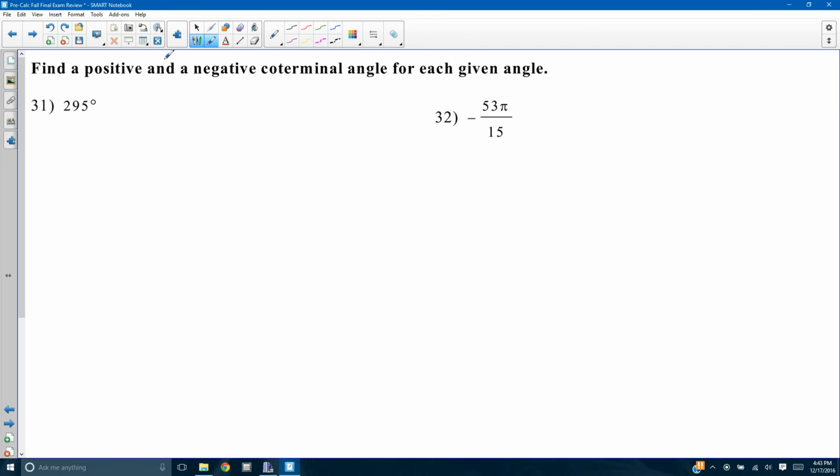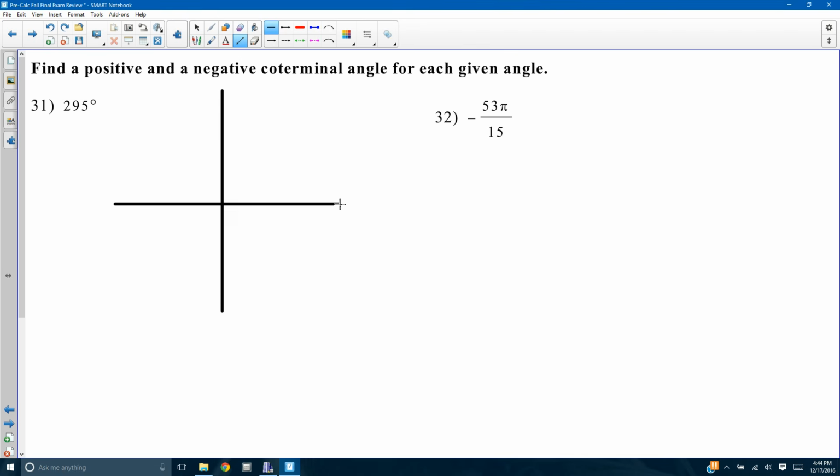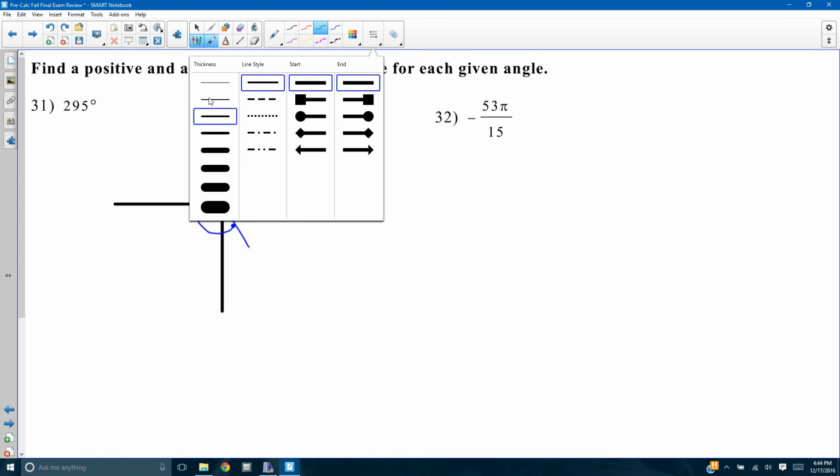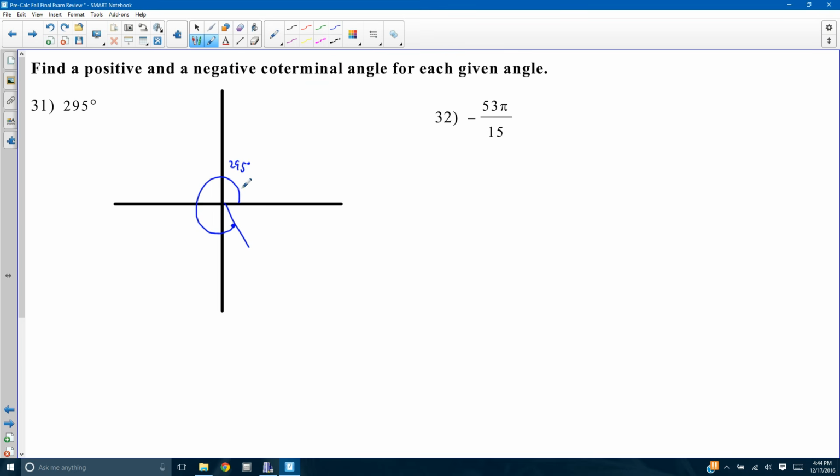Number 31, find a positive and a negative coterminal angle for each given angle. Just to restate what coterminal means one more time, 295 is somewhere, here's 90, 180, 270. 295 is 25 degrees more right there. So this guy's 295. Coterminal angles are angles that share the same terminal side no matter how many revolutions you do. So if I continued another full revolution and I ended back right here again, another 360, then that's a coterminal angle. So 295 plus 360 gives me, what is that, 655?